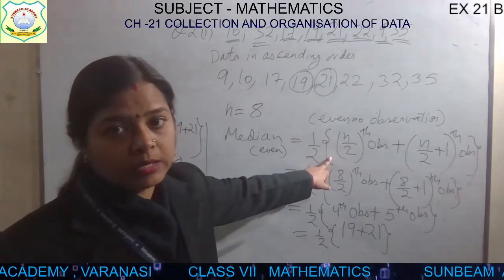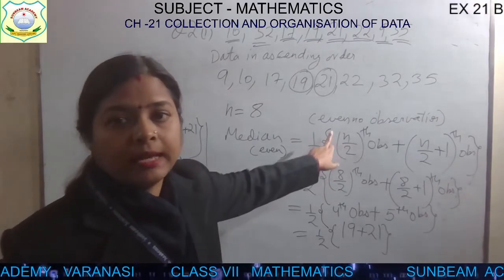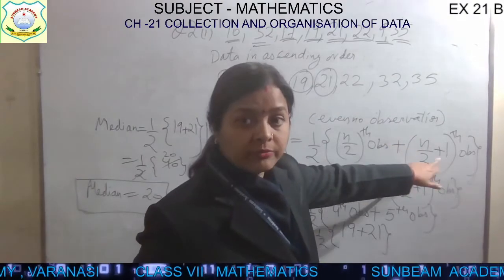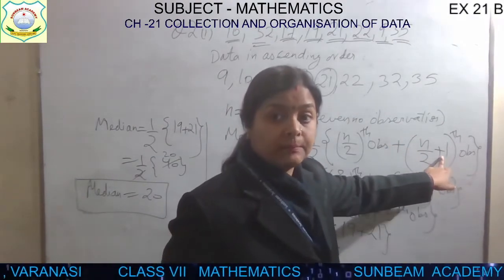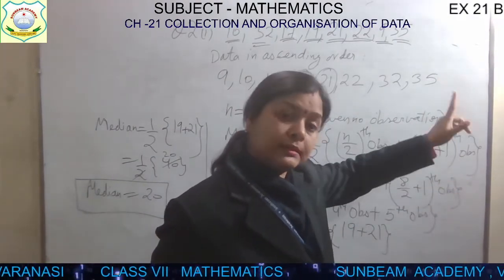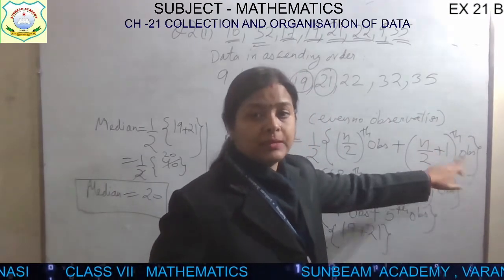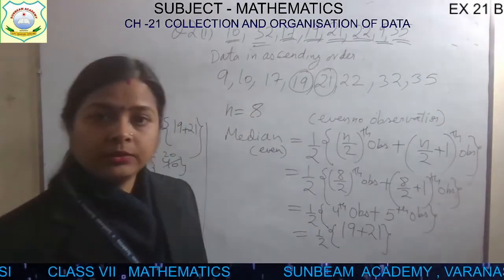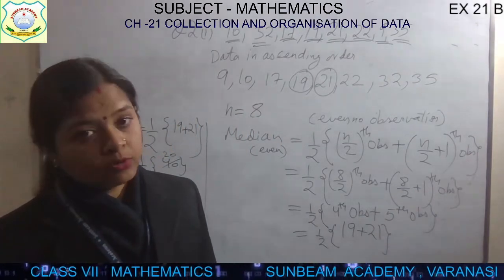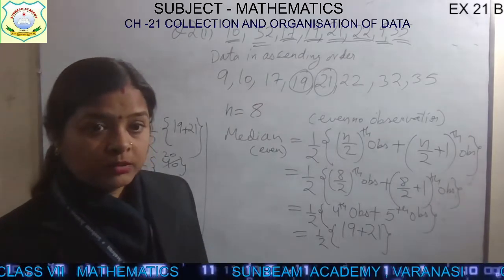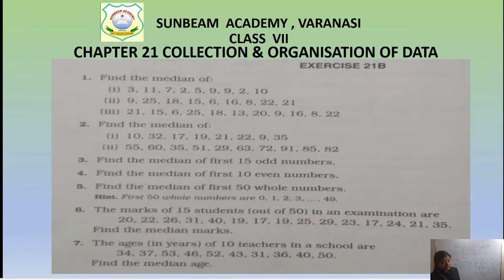आपको same formula लगाना होगा, 1 by 2 and n by 2th observation plus n by 2 plus 1th observation. n plus 1 ऊपर मत कर दीजिएगा, न्यूमरेटर में नहीं। This is separate: n by 2 then plus 1th observation. And then you can solve it by putting that observation. First of all, you have to write the data in ascending order. So I hope this question you can do.